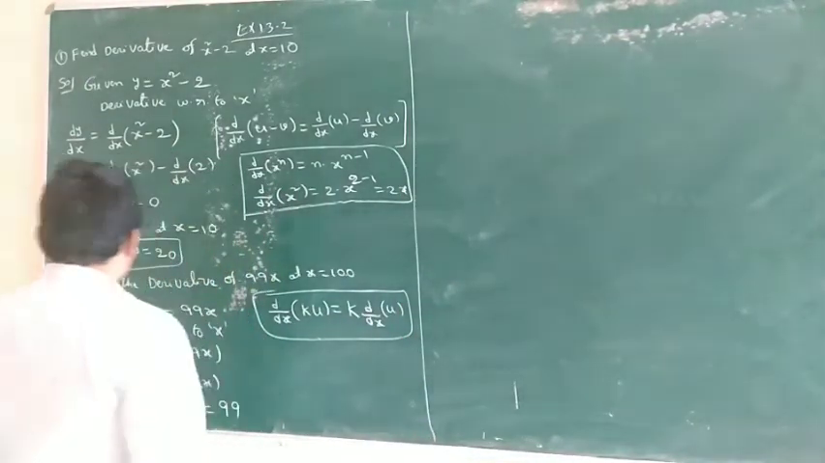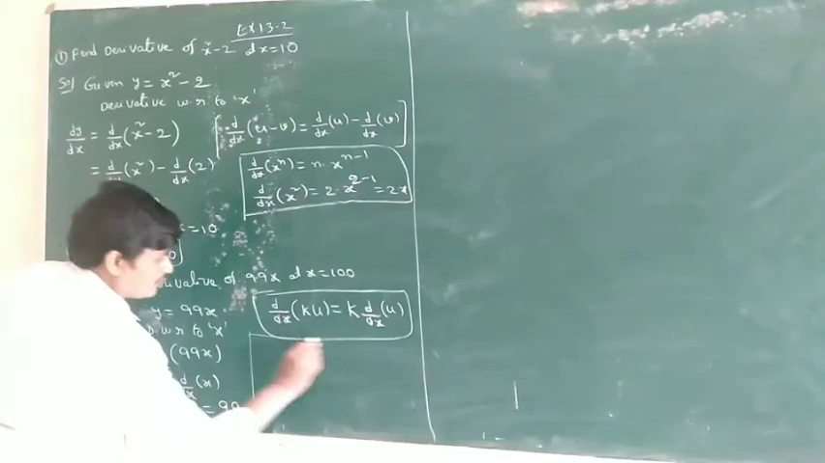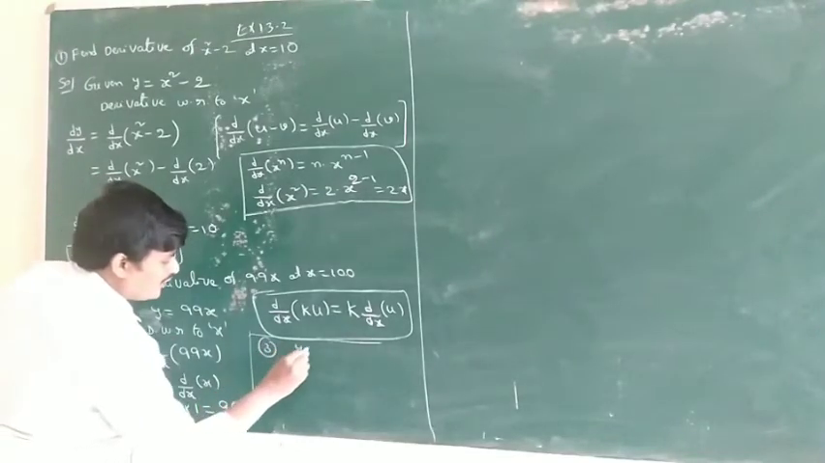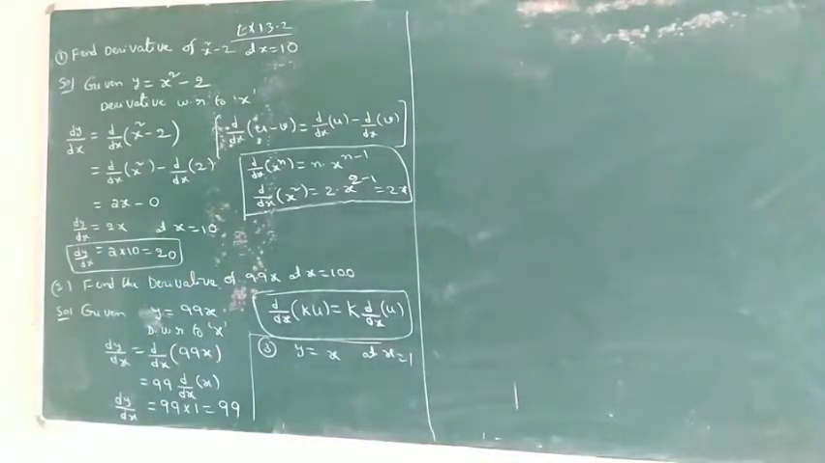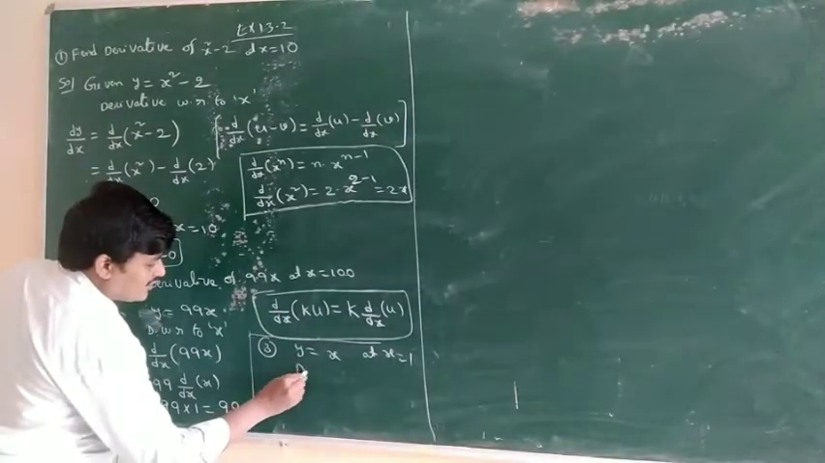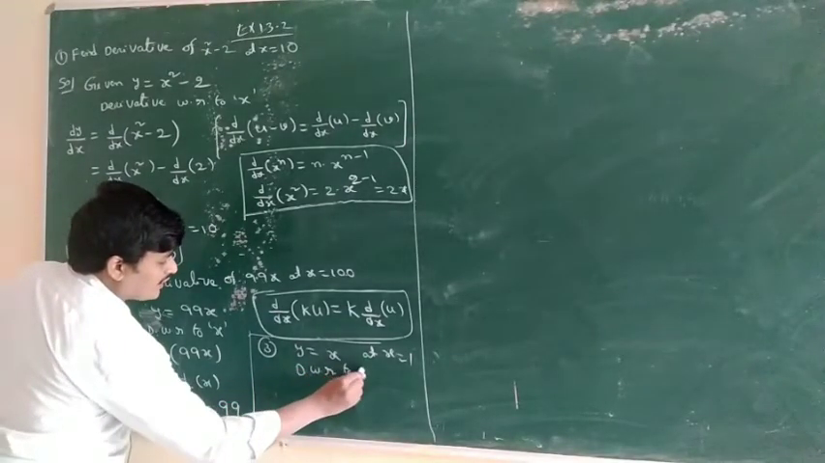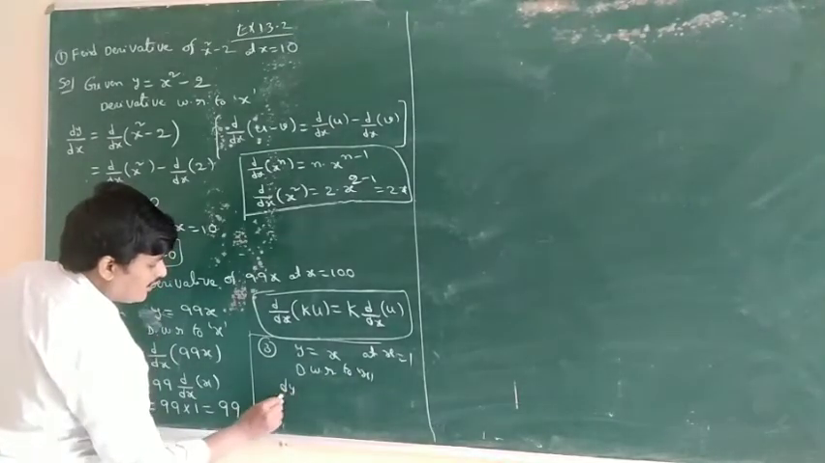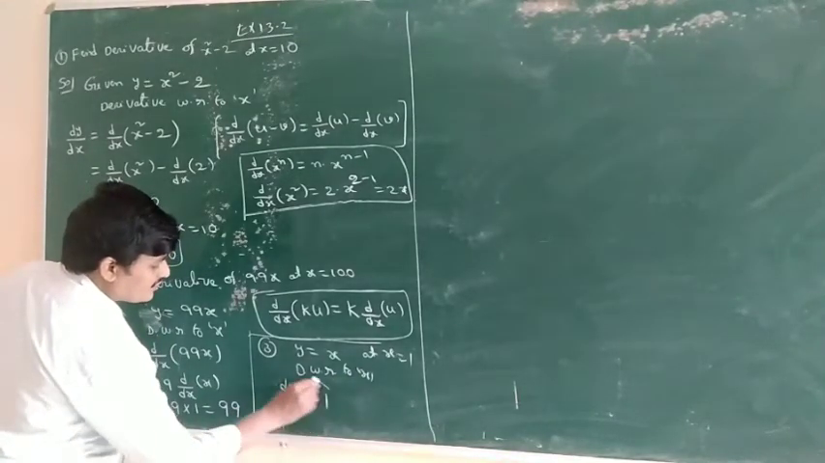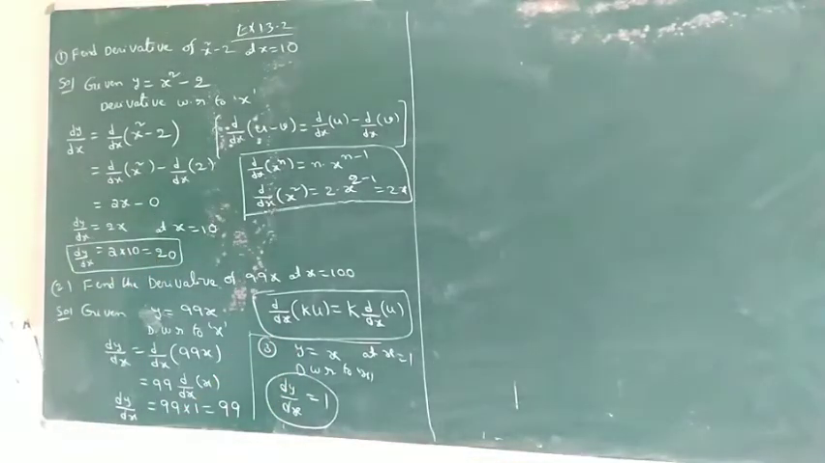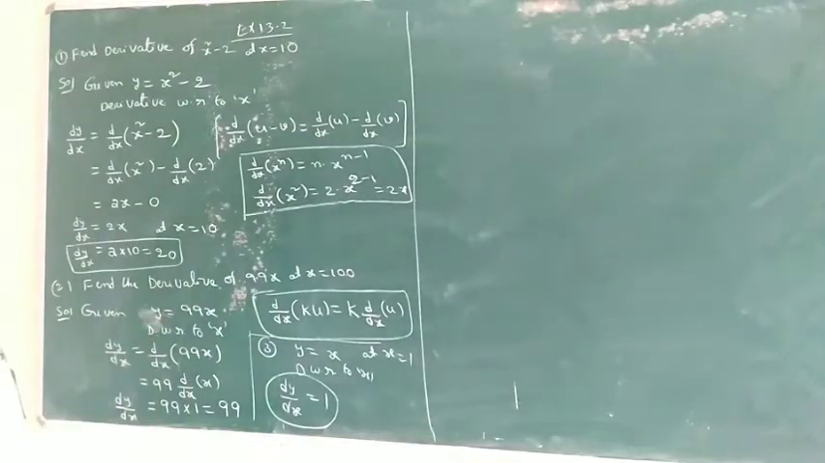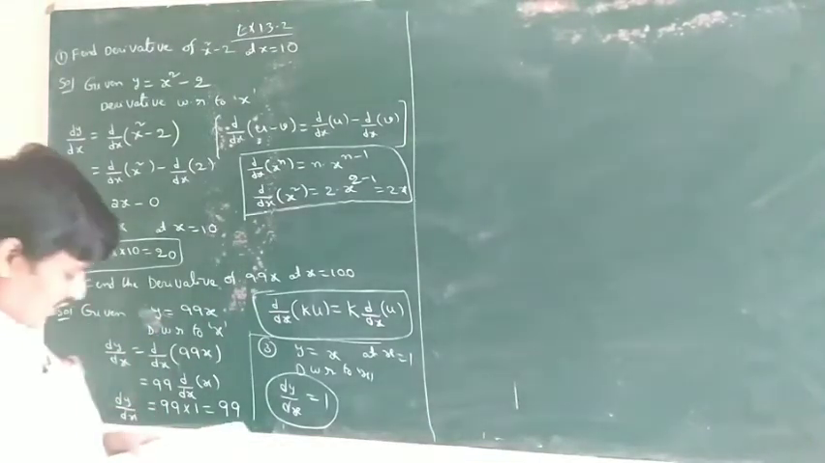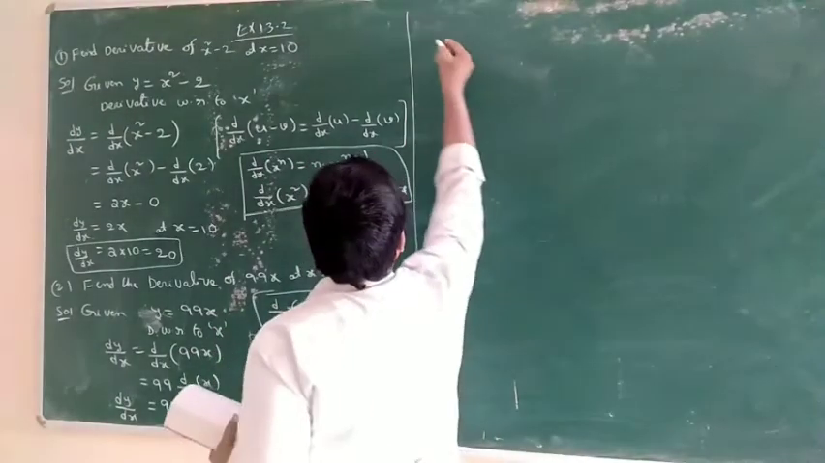Next, third problem, derivative of x at x is equal to 1. Differentiate with respect to x. So derivative of y, dy by dx, derivative of x is equal to 1. Okay, clear? Very simple. Each and every one, I will explain each and every one. Next, fourth problem.